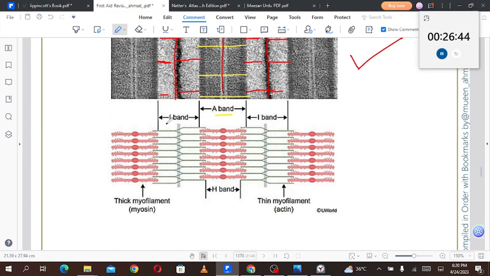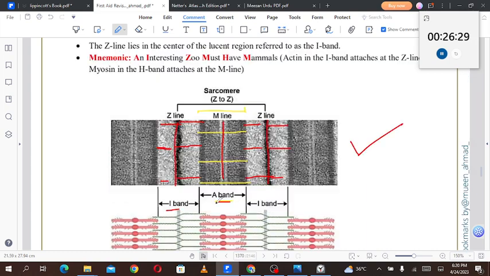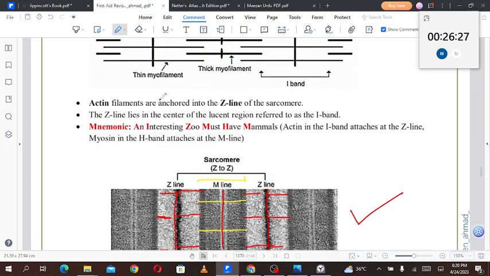So I band, only actins. A band, myosin throughout the entire span of the myosin. H band, only myosin without actin. And then we have the thin myofilaments with actin, and the thick myofilaments with myosin. Remember these structures. Now let's move forward.